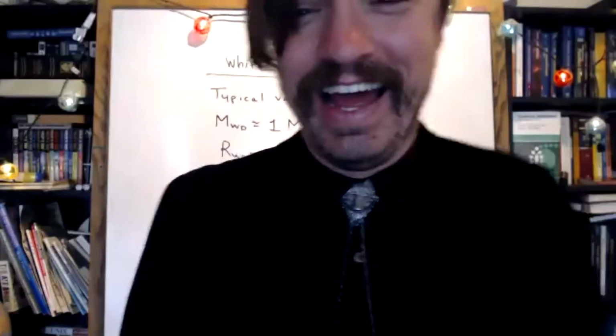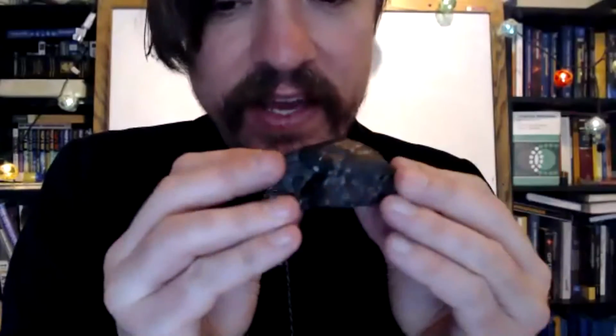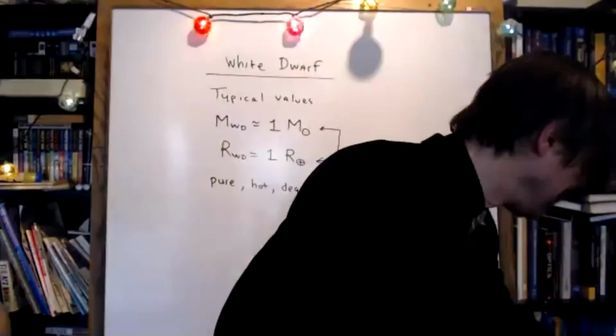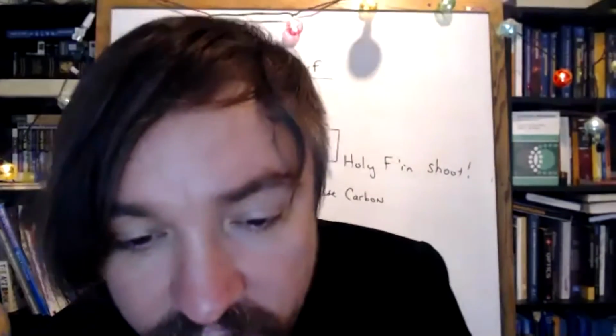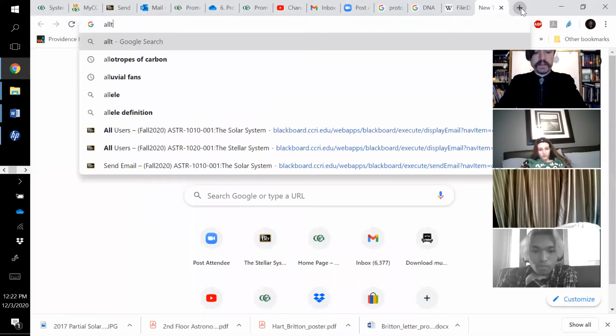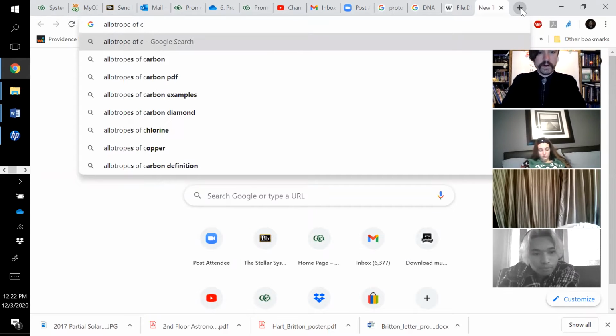All right, listen. Coal is not 100% carbon. It's like 96% or something. This shiny black coal. Diamond is one of the allotropes. What's the other one? Graphite. Very good. Allotropes of carbon.